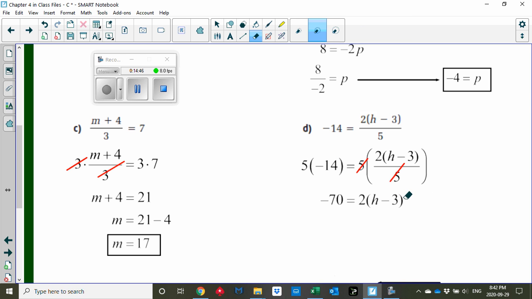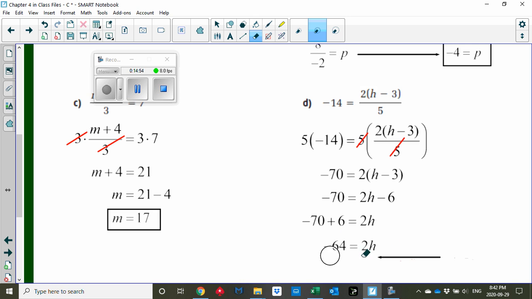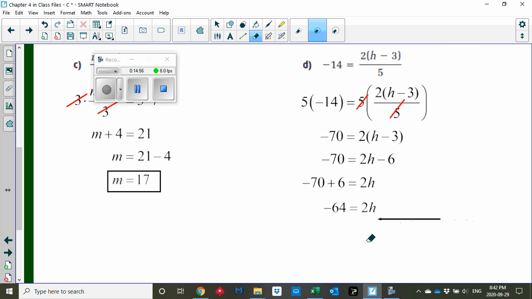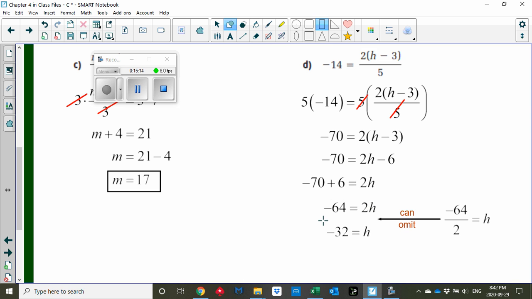Now we expand out the bracket. We bring the 6 to the other side. Comes a plus. And we end up with this right here. Now, I'm not going to show the step of dividing by 2. I know how to cut 64 in half, and it's just a negative. So it's negative 32. If you wanted to show this step, you can, but I'm at the point now where if you can just take this number and divide it by 2 and get your answer, that's fine too.